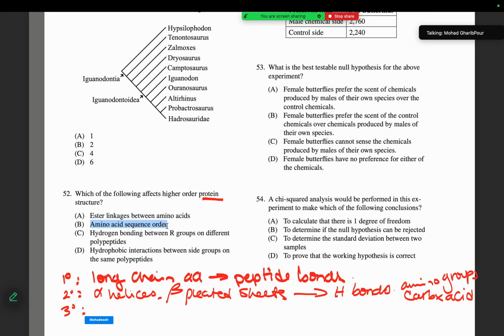Tertiary structure is where R groups come into play. We start getting different 3D structures based on the sequence of amino acids. Because why does sequence matter? It's because of the R groups. Okay. Question is, what affects higher order? It's not the hydrogen bonding between R groups. Hydrophobic interactions between side groups on the same polypeptides.